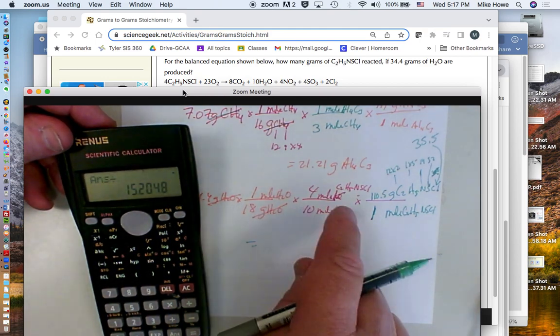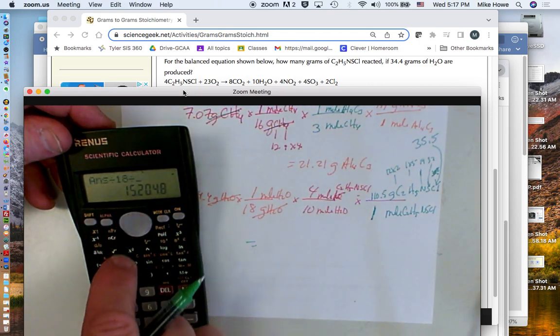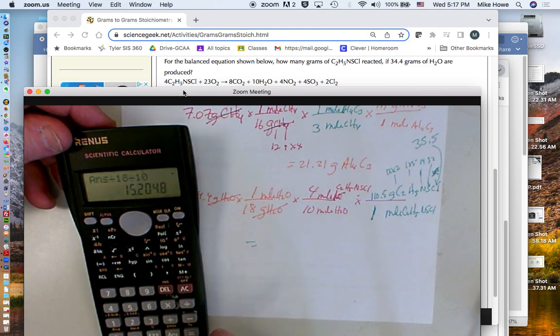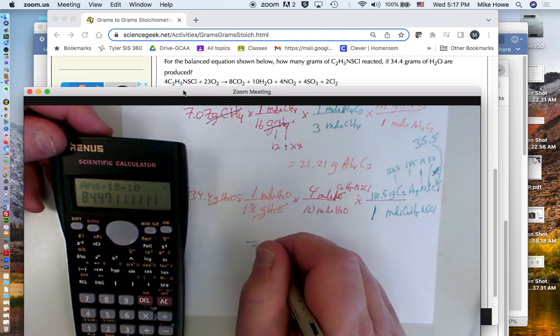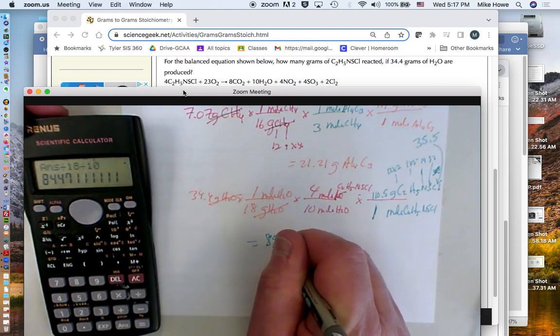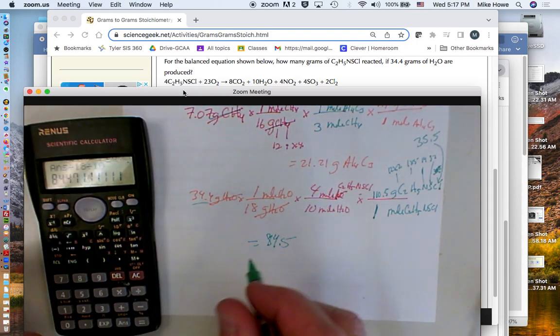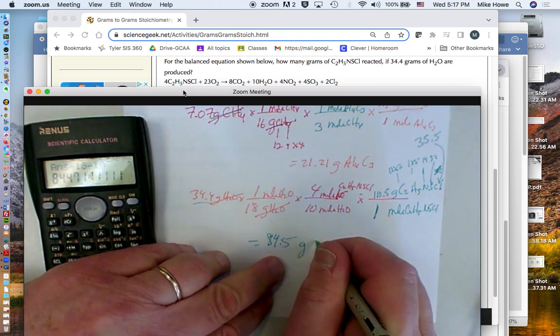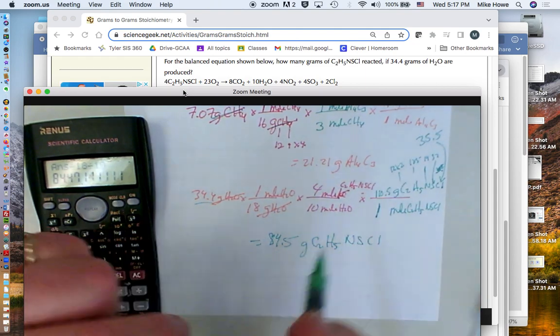Then divide by everything that's on the bottom, divide by 18, and then divide again by 10. And then divide by 1, but that doesn't change anything. So my final answer is 84.5. I rounded it off to 3 sig figs like that. So 84.5, and the unit would be grams of C2H5NSCl.